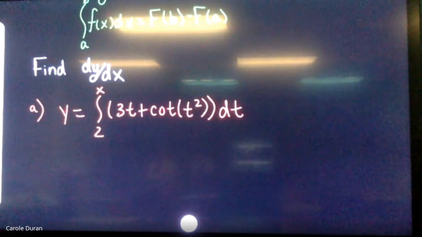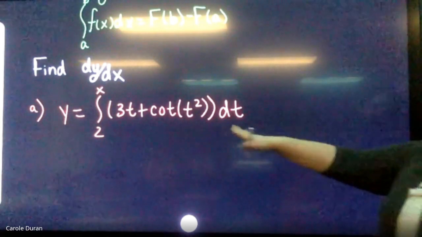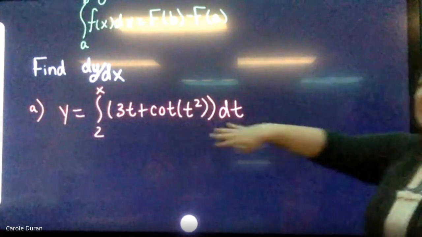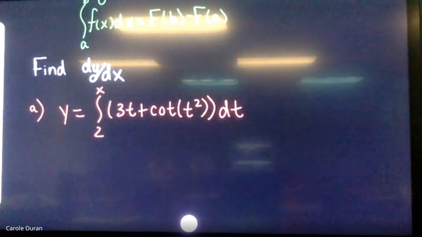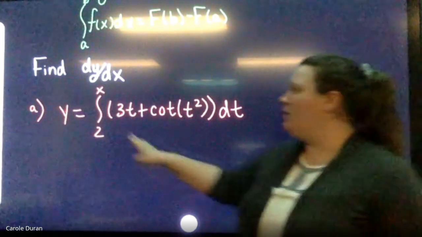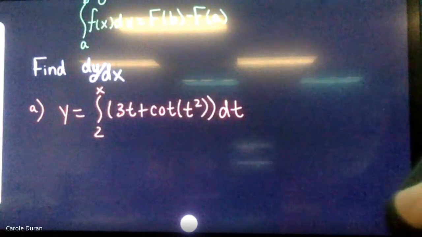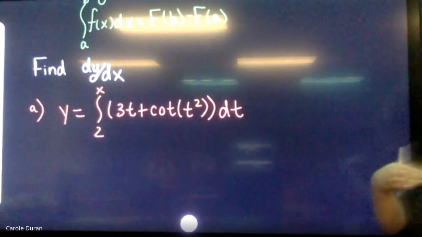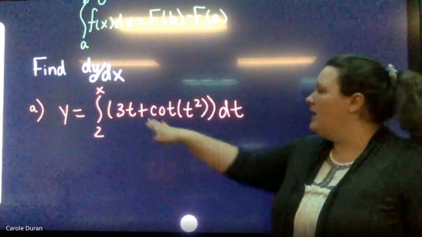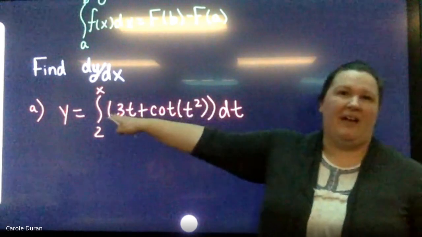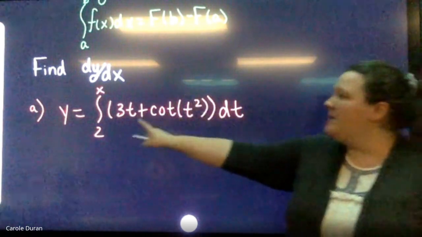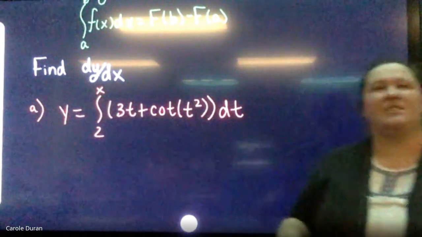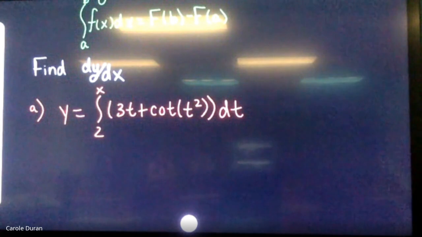Okay, so what I have here is the little f function that is 3t plus cotangent of t squared. And I have the integral from 2 to x. And I would like to take the derivative of this function in terms of x. If I were to just take the derivative of it how it is right now, it would be in terms of t because that's a variable I have present. So what we need to pay attention to is the fact that the variable x is currently in my integral, which means somehow I'm going to have to plug it into the function. This is where Leibniz's rule comes into play.